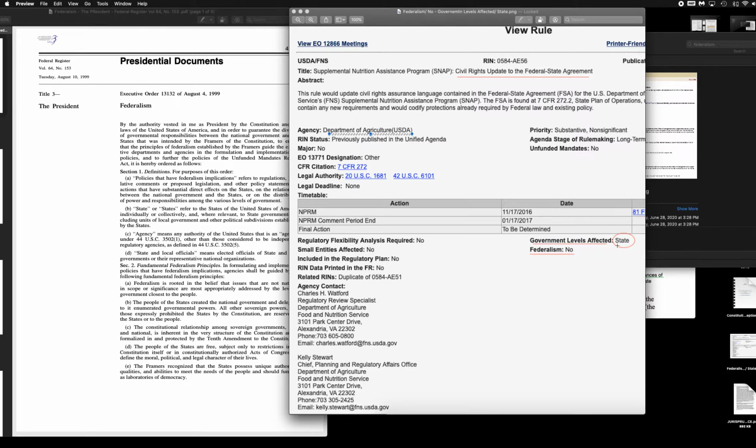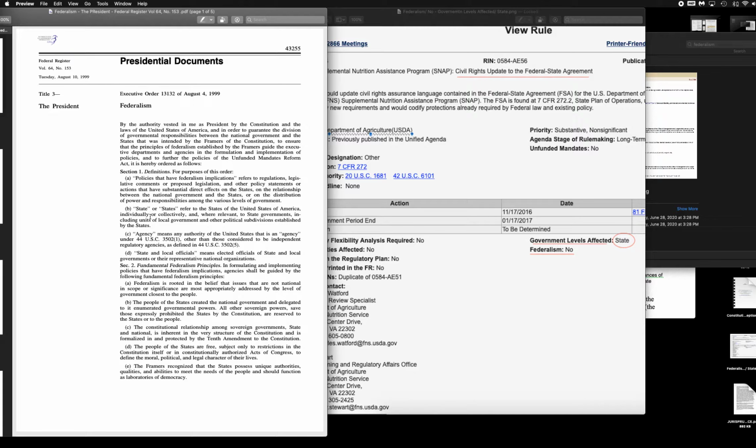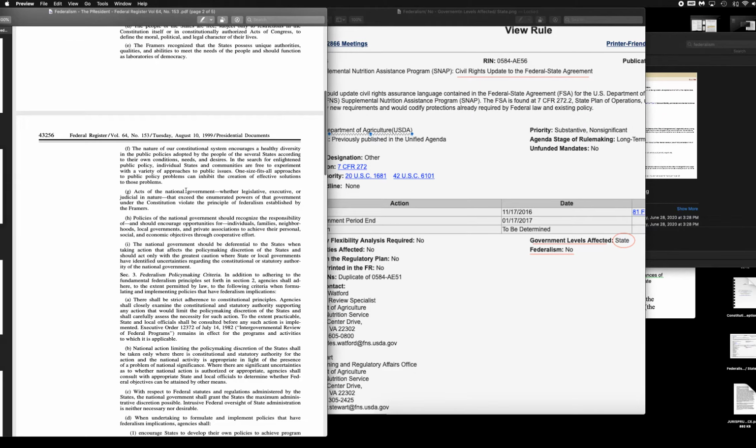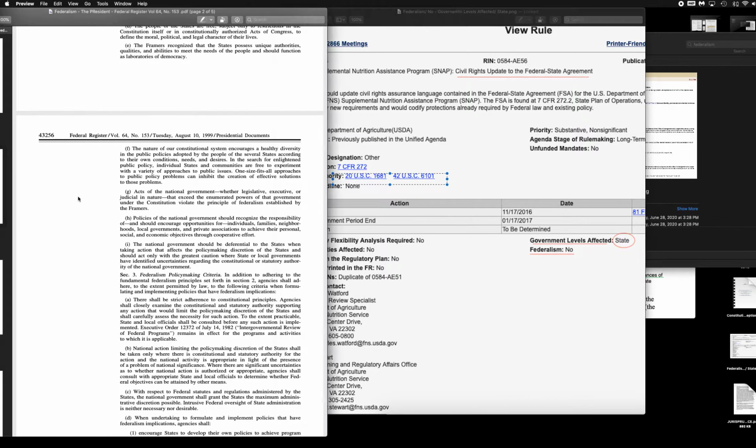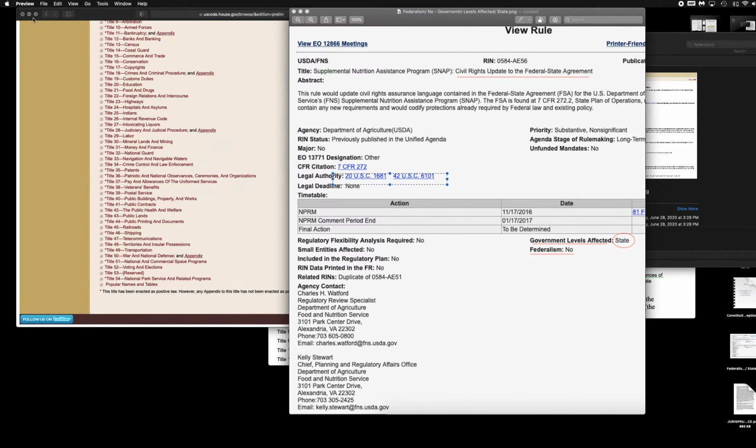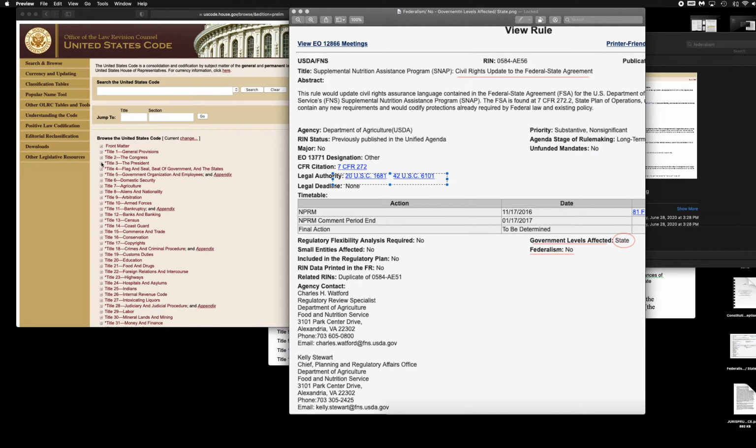So, government levels affected: the state and federalism. No, it doesn't comply with the ideas of federalism. So let's see that again. Acts of national government, whether legislative, executive, or judicial in nature, that exceed the enumerated powers of the government under the Constitution violate the principle of federalism. Federalism, no. So this is a violation of the ideas of federalism. And the sources, the legal authorities they use, are not made positive. And if they're not made positive, then what?